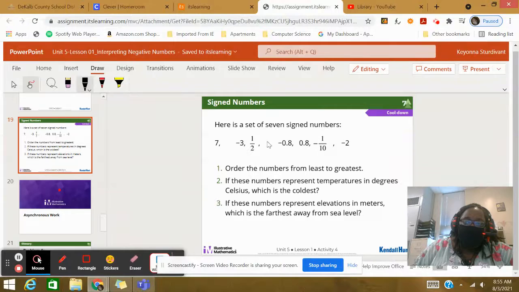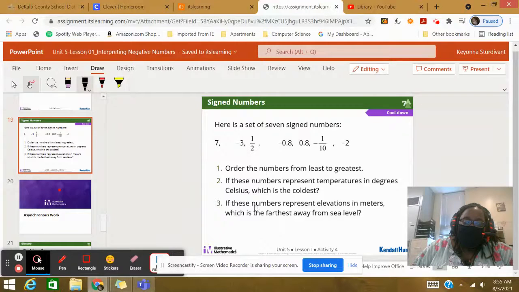And then finally, we have the cool down. And again, they gave us a set of numbers. My suggestion would be to convert all of these into decimals to make it a little bit easier. They want you to order the numbers from least to greatest. And then it's asking you for question 2, if these numbers represent temperatures in degrees Celsius, which one is colder? Again, your solution would be whatever you put as the smallest value.